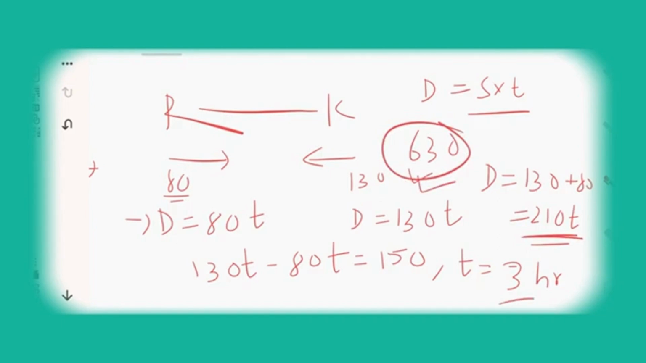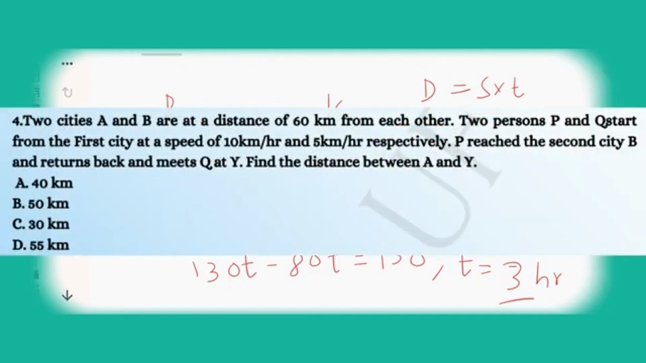Okay, so I hope you understood. Let's see another actual question from the exam. Two cities A and B are at a distance of 60 km from each other. Two persons P and Q start from the first city at speeds of 10 km per hour and 5 km per hour respectively. P reaches the second city B, returns back and meets Q at Y. Find the distance between A and Y: 40, 50, 30 or 55 km. I hope you will give the answer in the comment section. If you can't solve it, please let me know in the comment section, and if you solve it, please give the answer there too.